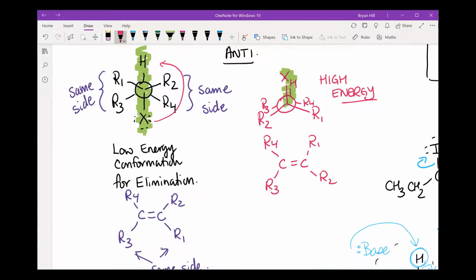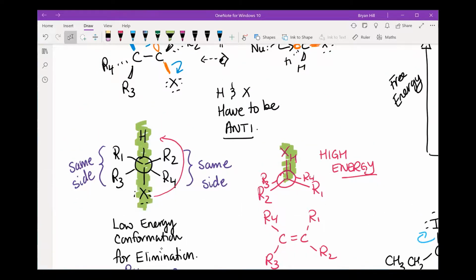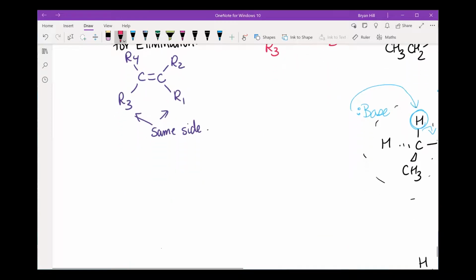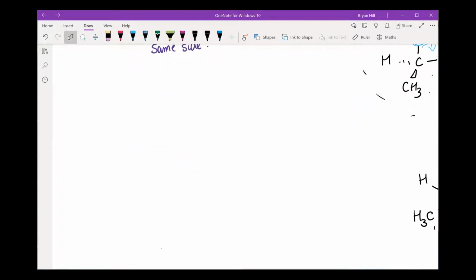So it's the E2 elimination. There's this requirement that the proton you remove has to be anti to the X. So it limits the choices of the protons that are available. Sometimes if there's only one proton available and you can't make this conformation, then an E2 elimination can't take place. I guess the place we would see this the most would be with regard to chairs.